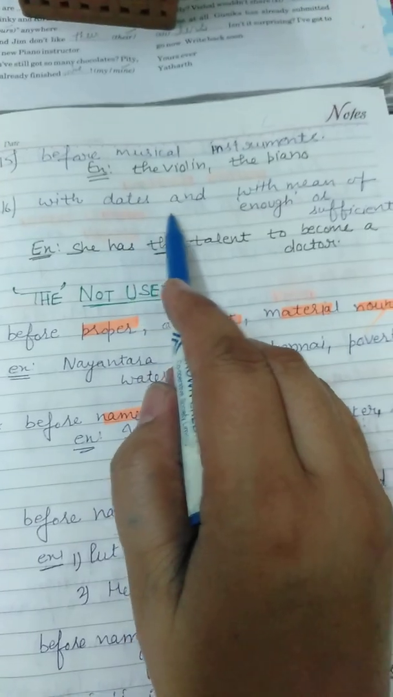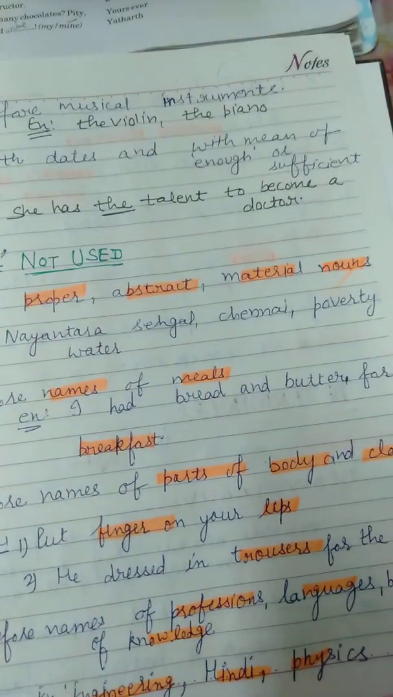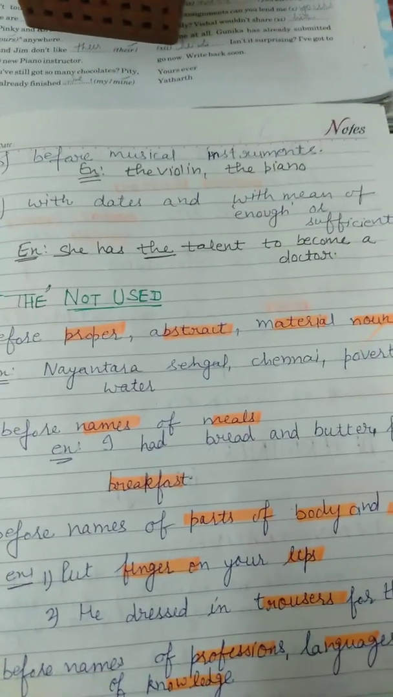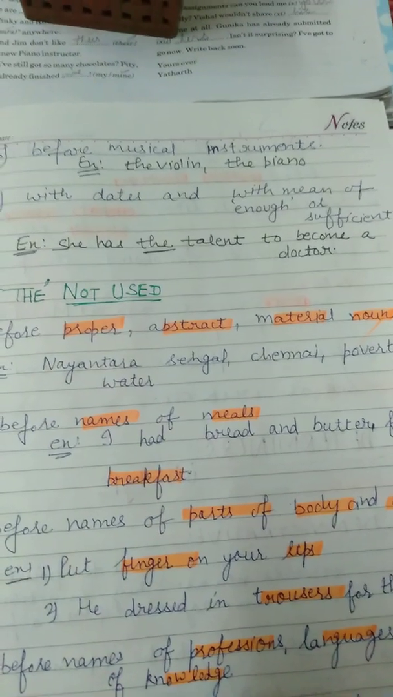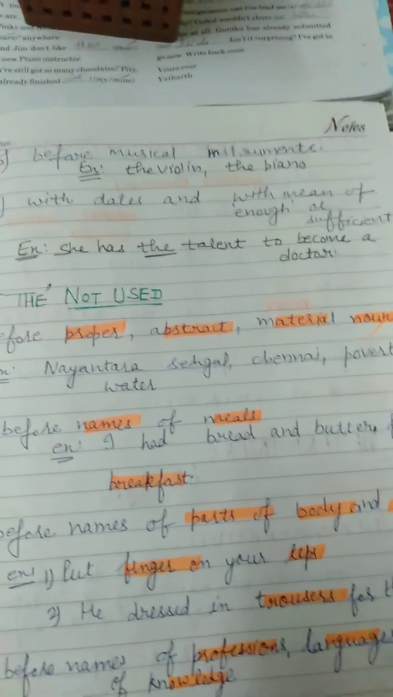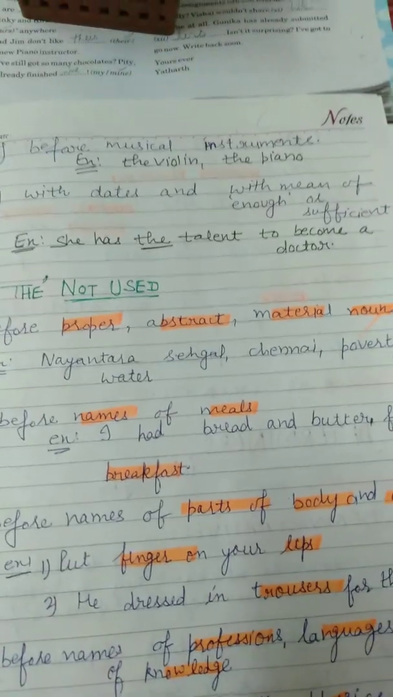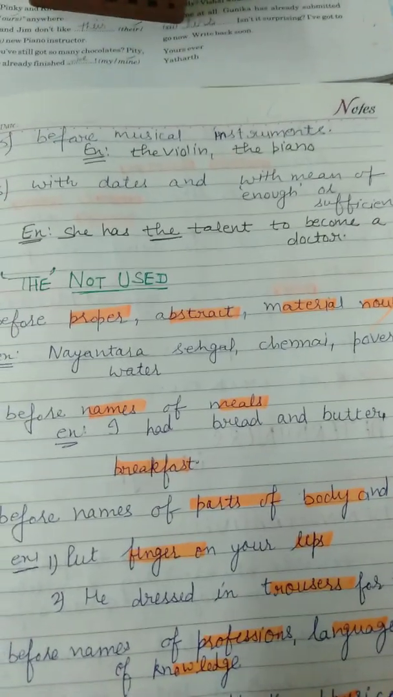Next, with dates and with the means of enough or sufficient, means when we talk that the thing we are talking about is sufficient. See the example, she has the talent to become a doctor, means she has talent. She has talent, उसमें talent है कितना, that she can become the doctor, means talent is enough, sufficient talent है doctor बनने के लिए. That's why we use here "the".